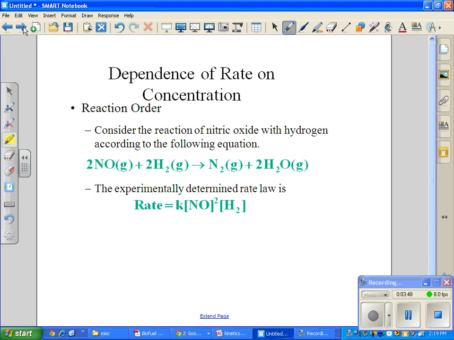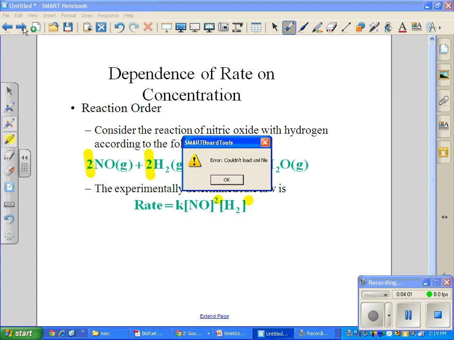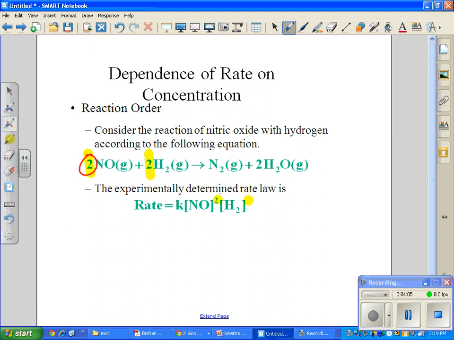So if we take this reaction right here, notice we have coefficients, 2 and 2. Notice the coefficients are not the same as the rate law exponents because those are determined experimentally. This one happens to be the same right here, the 2 happens to be there, just by chance. This has been determined experimentally. So what does this mean? Well, when we look at the rate law, here's what it looks like. With respect to NO, we say it is second order.